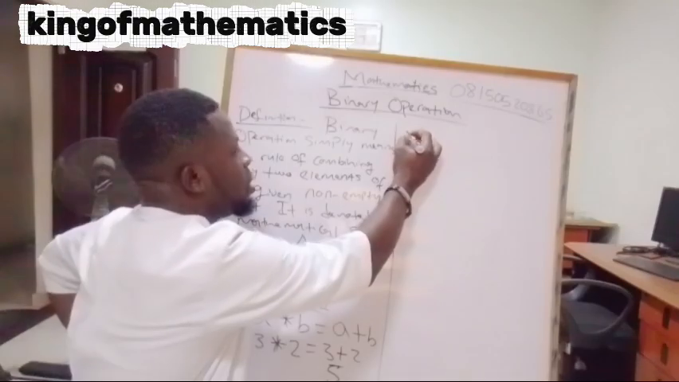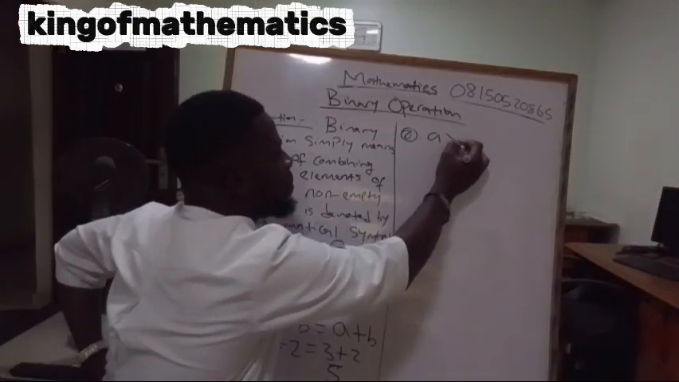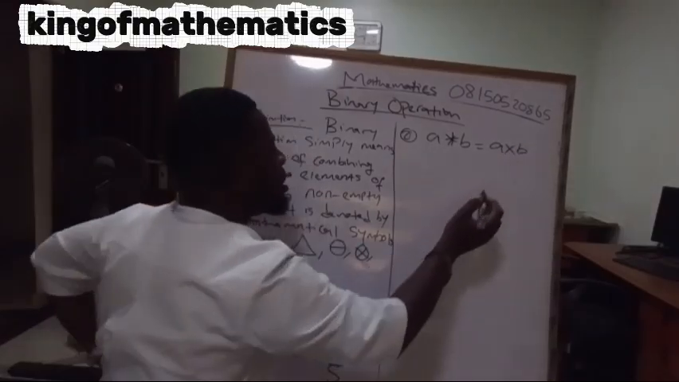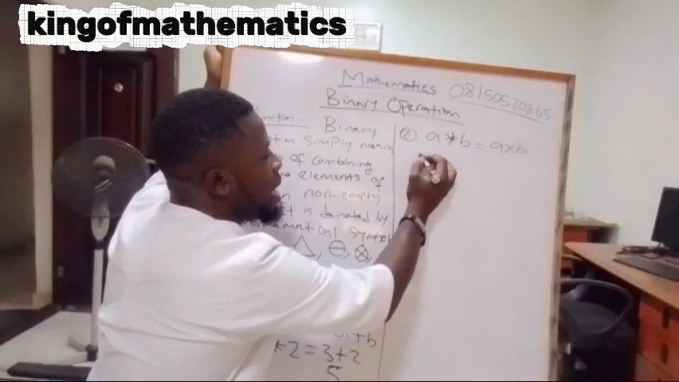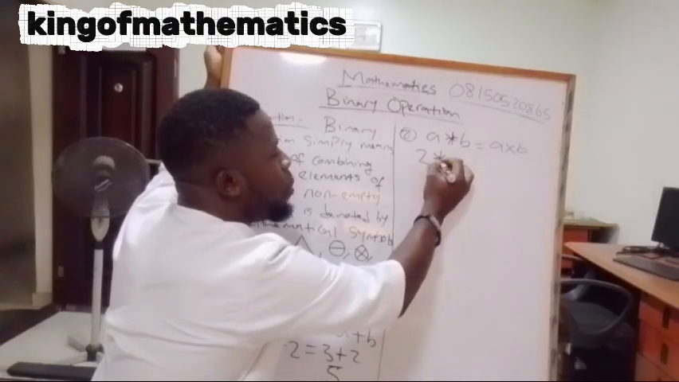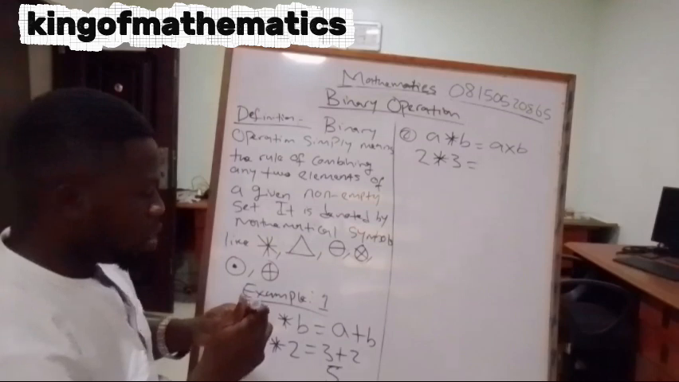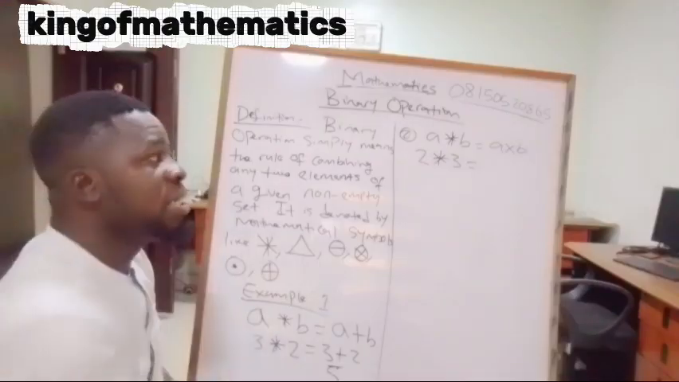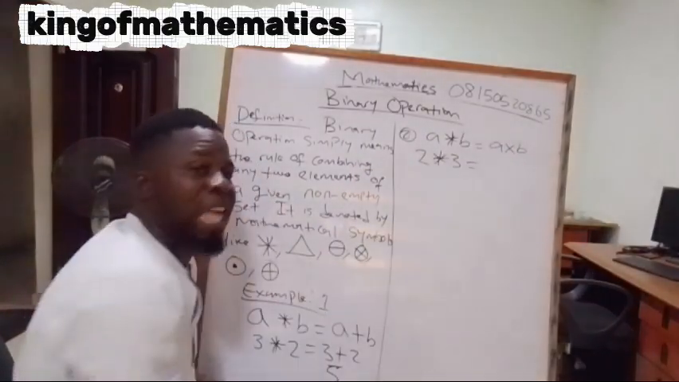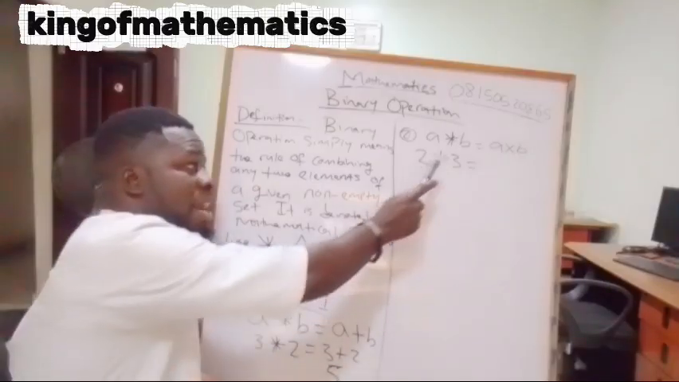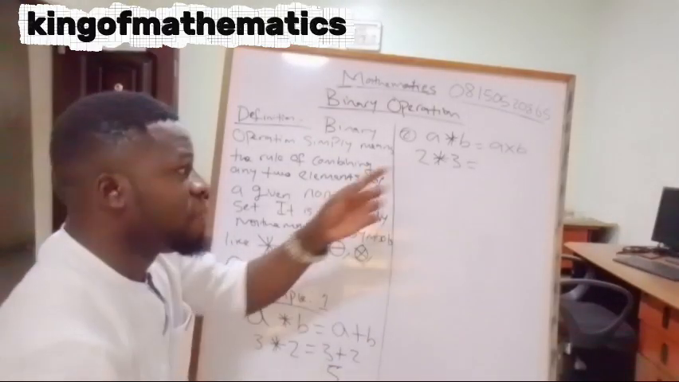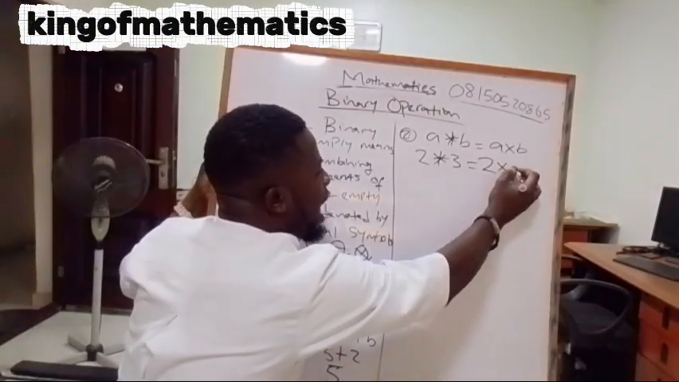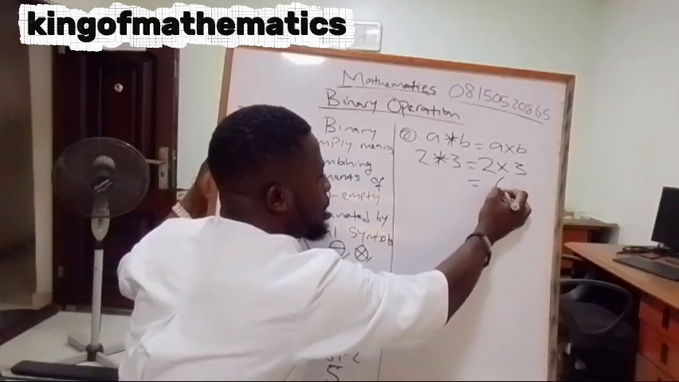You can have another one, example 2, that a operation b is equal to a times b. Let's say a is 2, and I ask you to do 2 operation 3. You are going to do this because you know that a operation b, and you've done it for example 1. You have to look at what they asked you to do this time around. In the first one, it was addition. In another place, it might be multiplication. So if this place is multiplication, our a here is 2 and b is 3. So that is 2 times 3, and your final answer will be 6.